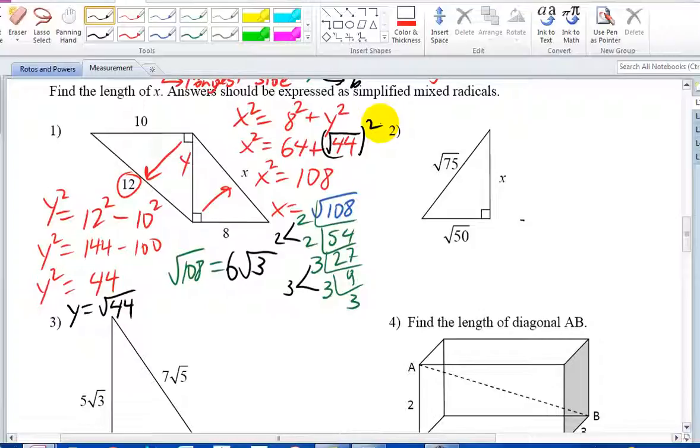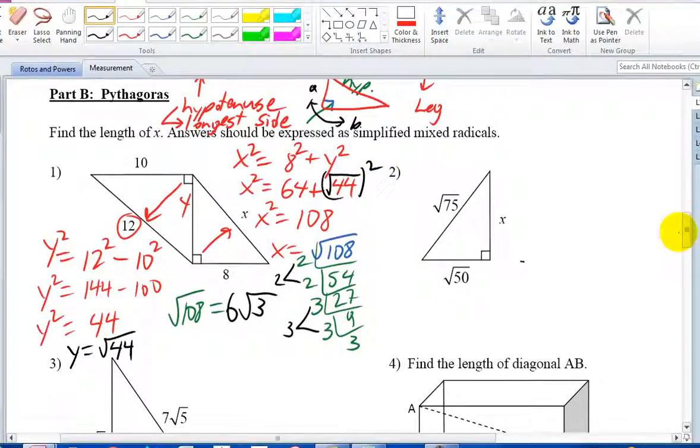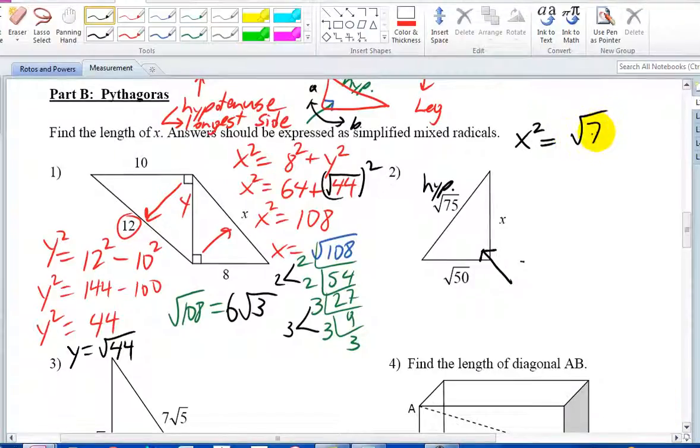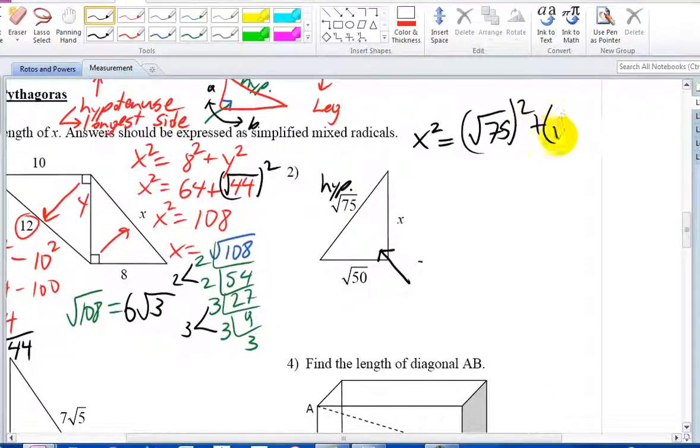Good. Number 2. Now this is a really easy question. What does x squared equal? First of all, figure out where's the hypotenuse. The hypotenuse is right there. All right. Do some figuring. Go for it. Because x squared equals square root 75 squared minus square root 50 squared.